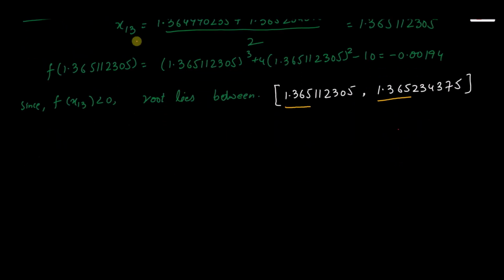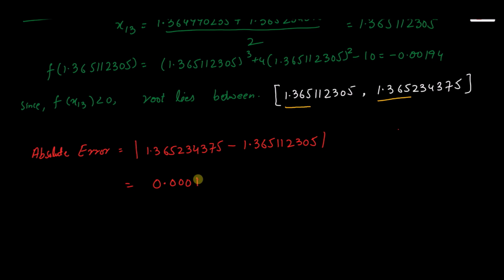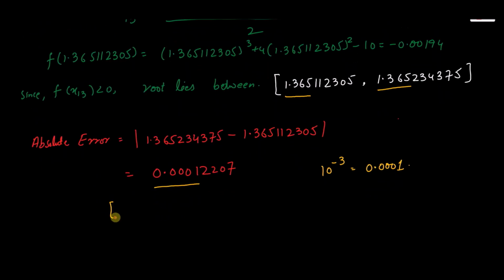So let's find out the absolute error in order to confirm the accuracy. The absolute error is equal to 1.365234375 minus 1.365112305. When we subtract it, we get 0.000012207. So we achieved the accuracy till 3 decimal places, because the requirement of the question is 10 raised to the power minus 3. So we achieved the accuracy after the 13th iteration, and the initial interval we were given is 1, 2. And that's how we solve this problem using the bisection method.